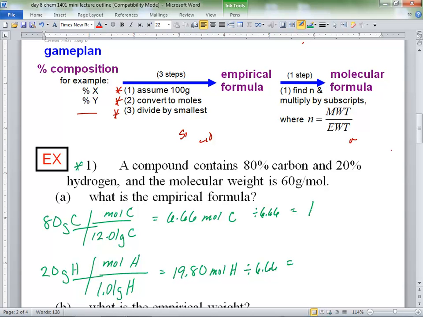So I get 1 for the carbon, and 19.8 divided by 6.66, about 2.97. So I really have C1, H 2.97. But 2.97, it's pretty much the same as what? 3. So my answer, empirical formula, is CH3. That's my empirical formula, my simplest ratio.